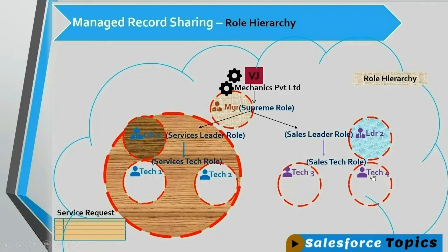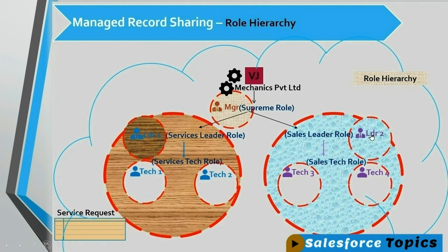Same way, the Tech4 user would have access to only one record, as he has created only one record. Now let's log in as LDR2 and see what records he has. He should have access to 3 records, and since his subordinates created those records, he should have complete access on them.